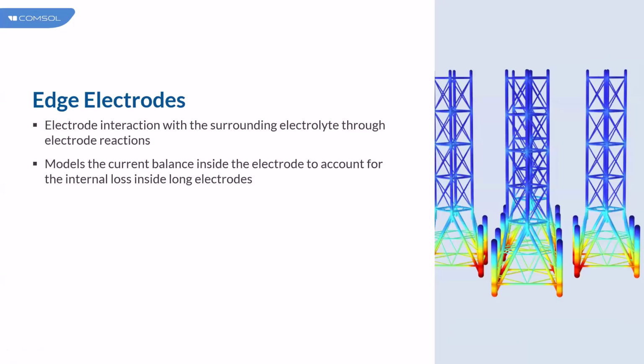Edge electrodes also interact with the surrounding electrolyte through the electrode reactions, and it models the current balance inside the electrode to account for the internal loss inside long electrodes, such as for a pipeline, for example. You can model the internal voltage drop that you get along the pipeline.